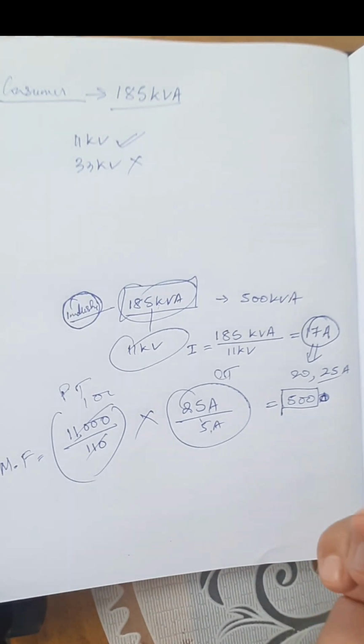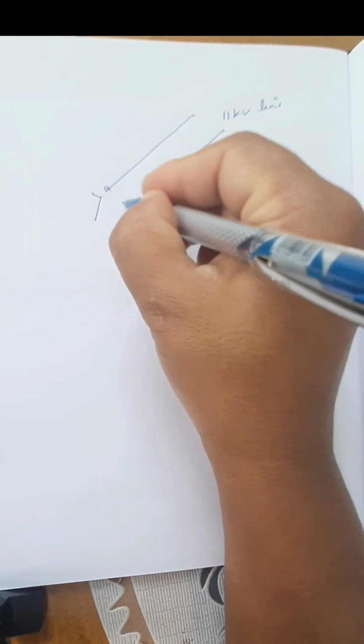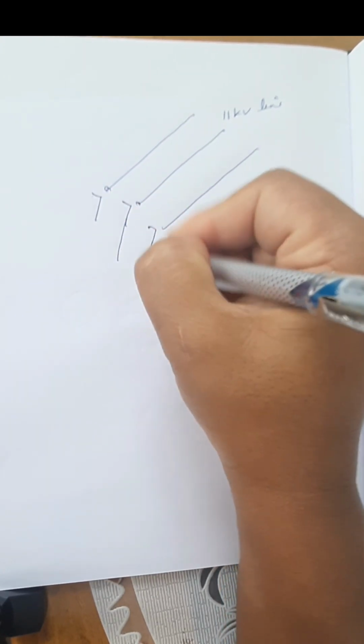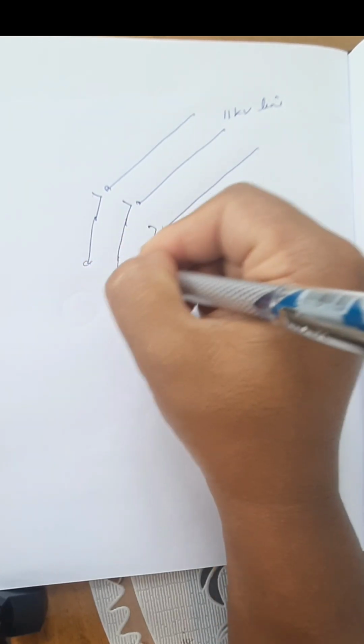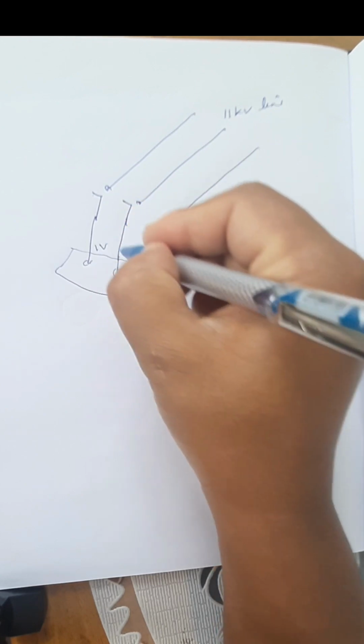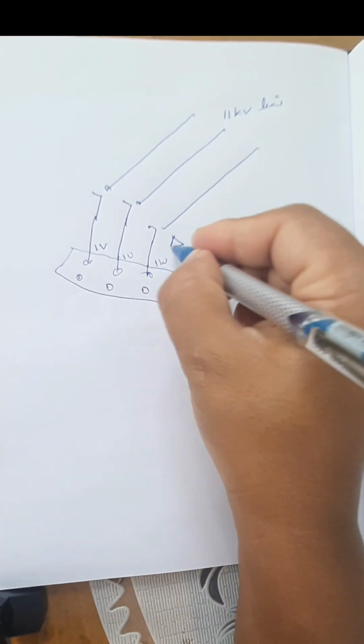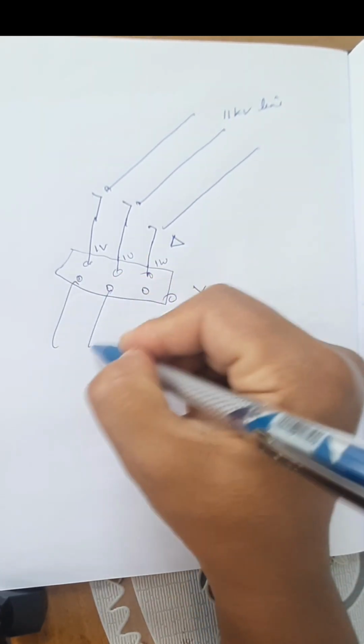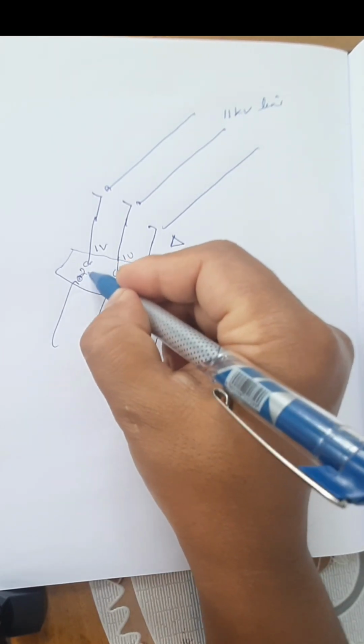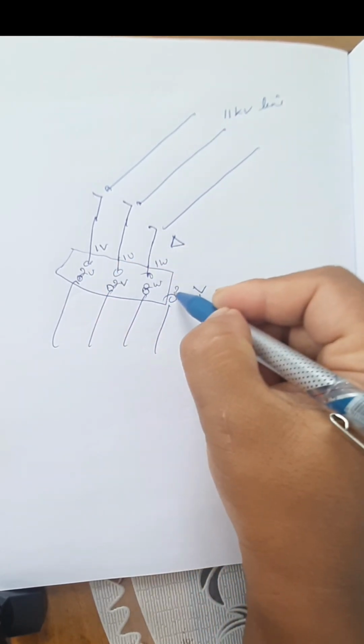And then the metering system: I'll just draw it. The 11 kV line will be 3-phase 3-wire. All right, this 11 kV line, and here we will have a DO, and then we will give this to our transformer. This is 1V 1U 1W, and this is delta connected, and there will be a star connected side, like this: 2U 2V 2W 2N.